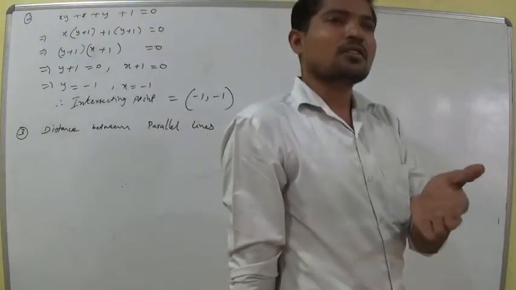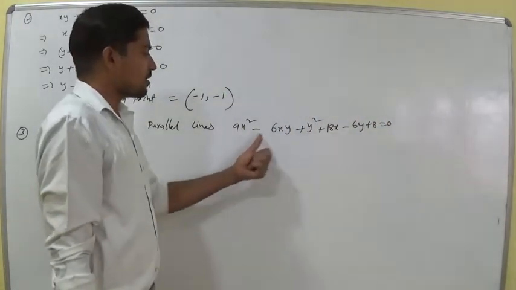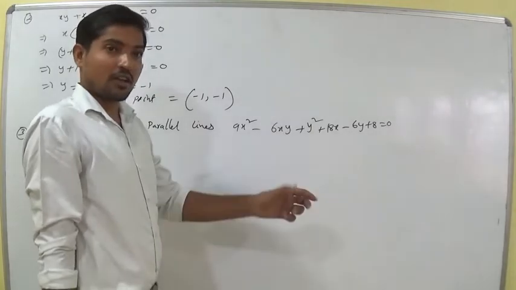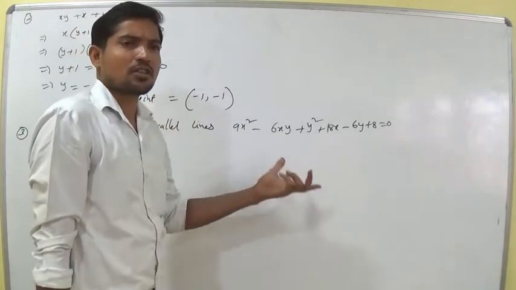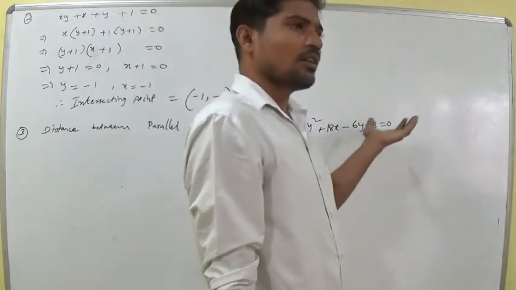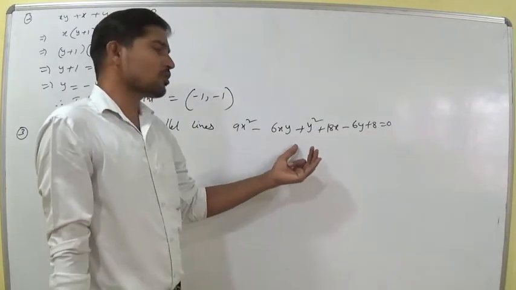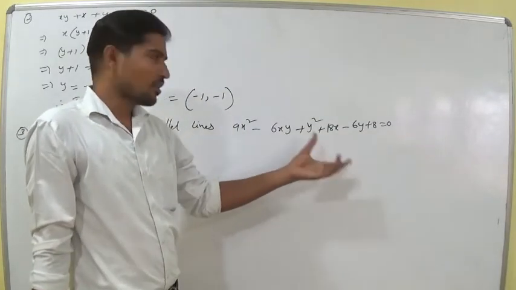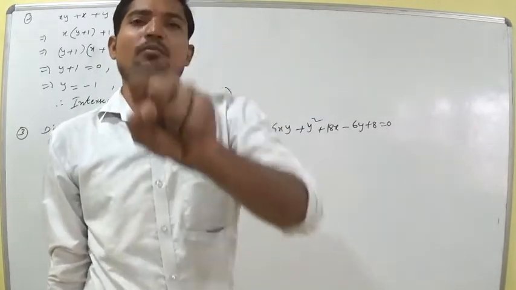Then you are saying to find the distance between the parallel lines, which means the given equation represents a pair of straight lines. We have conditions: h² greater than ab, h² equal to ab. Here h² equals ab, so those are parallel lines. So this represents parallel lines. The distance between them we have to find.